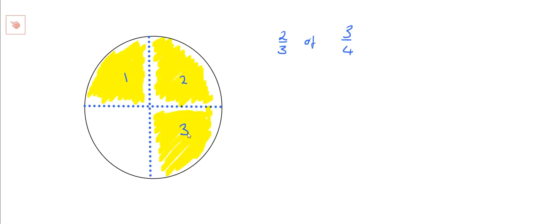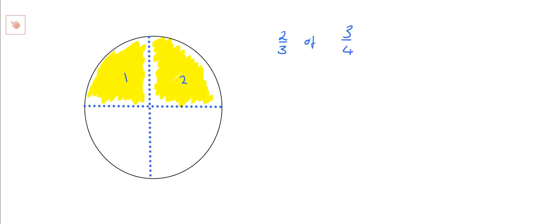And then 2 of them. I need 2 of them. So if I keep 2 and get rid of the third one, how much do I end up with? A half. So 2/3 of 3/4 is a half. So it makes sense.